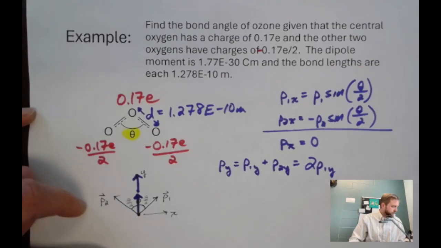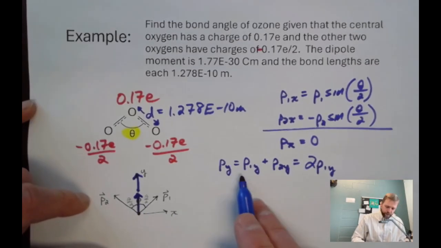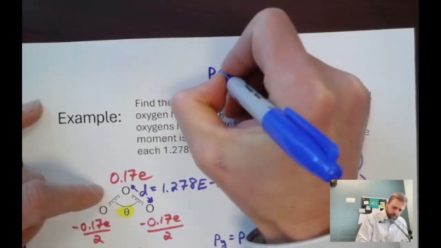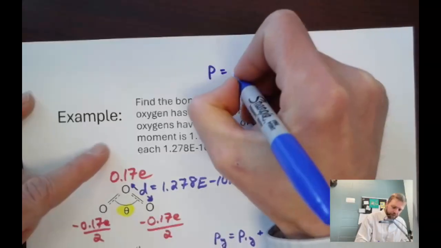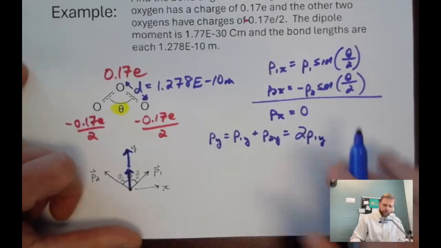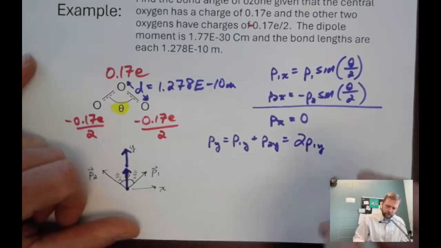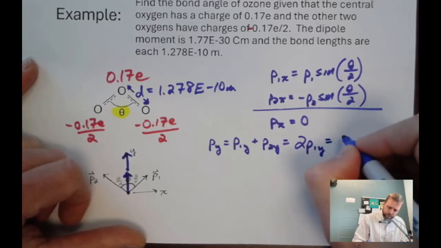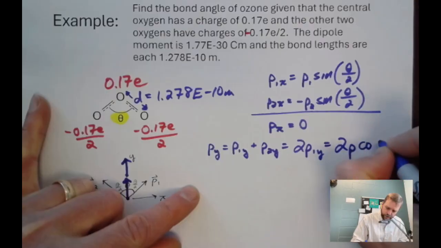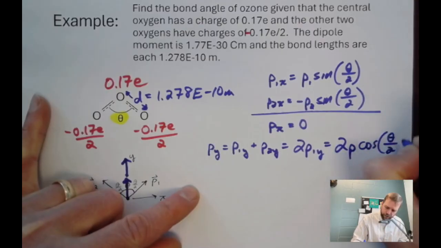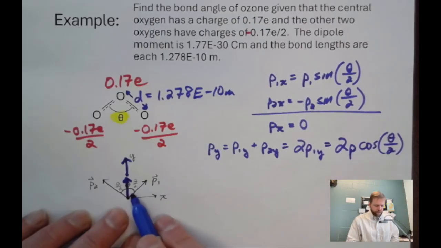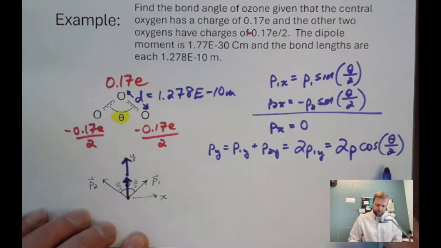All right, so let's go ahead and put in the values. Remember that the dipole is equal to Q times D, and that's what the P is. So this is going to be 2 times P times the cosine of theta over 2, because that's the y component of P. Cosine is the adjacent.